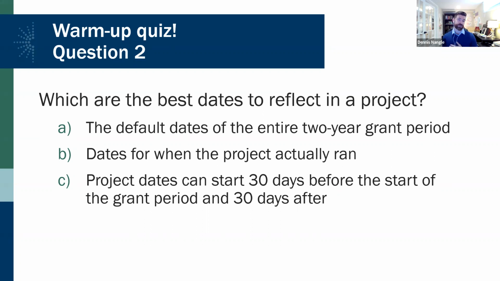Now, if you wanted to be a stickler and overly technical and break the system like I would do, you could say that technically A and B were correct if your project actually ran for the whole 2 years. But again, we're just looking for real dates of when activities and funds applied were actually happening during that time period. Next question.